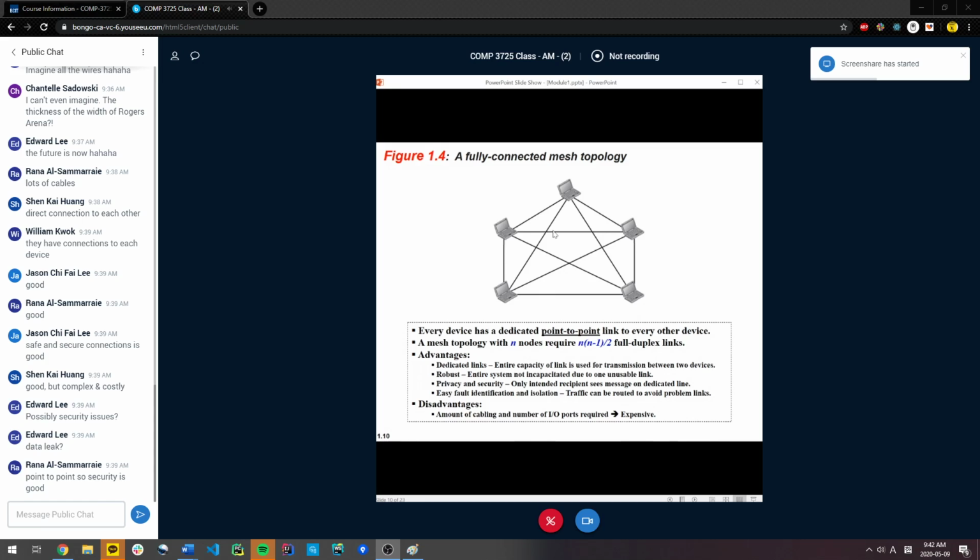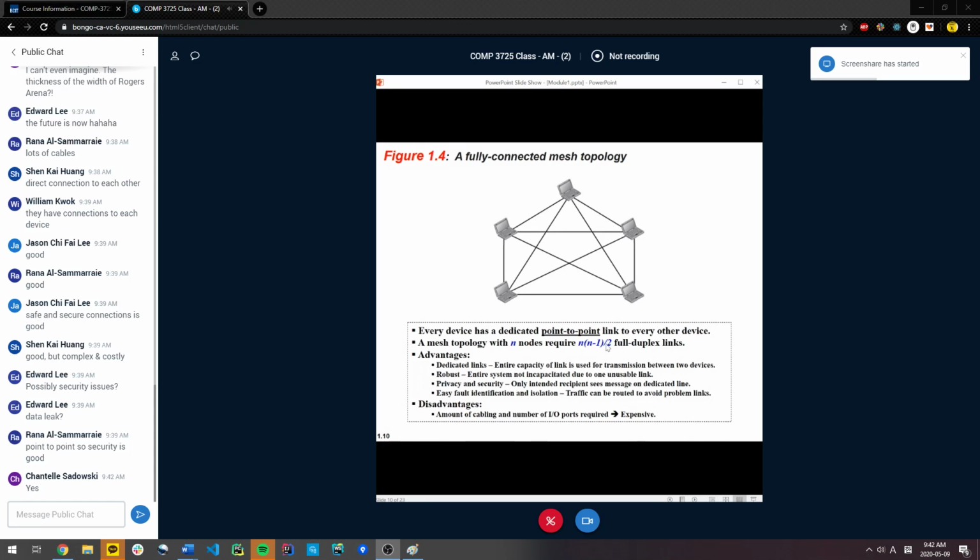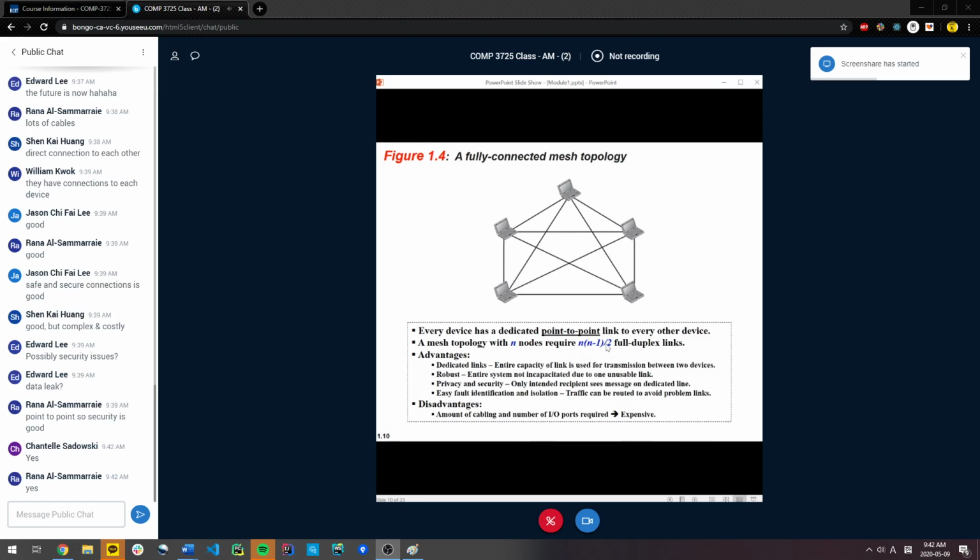I can divide the number of cables by 2 because I don't need to have a cable from you to me and another cable from me back to you. Does everybody see that? And how we arrive at n times n minus 1? N times n minus 1 is the number of cables we need, but divided by 2 if the cables are full duplex.